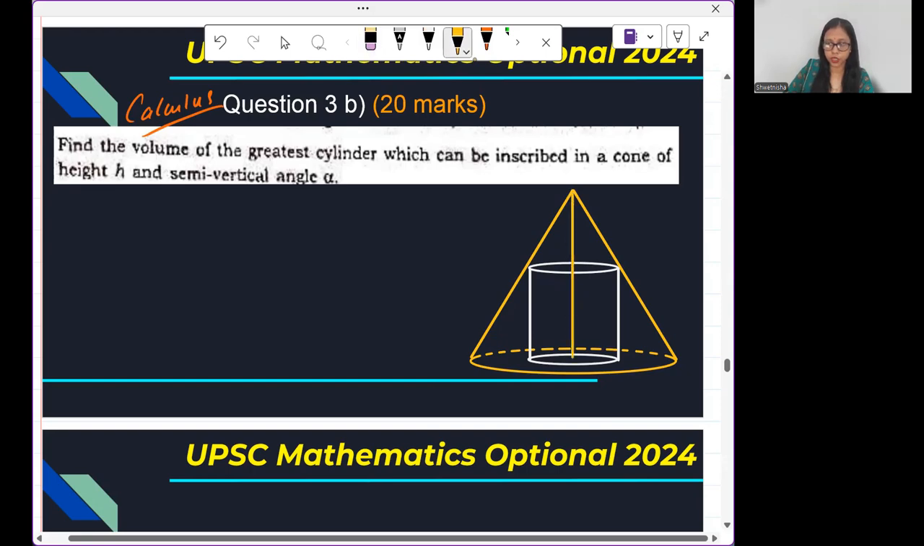If I drop a perpendicular here, this is the center. Let it be point D. Let this be some point B. Let this be A. Let's make R the radius over here, which is C. Theta is given, so this is theta. And h is given, so the total height of the cone is given.